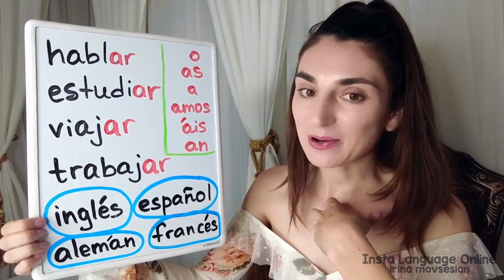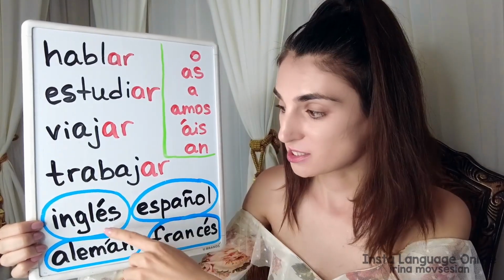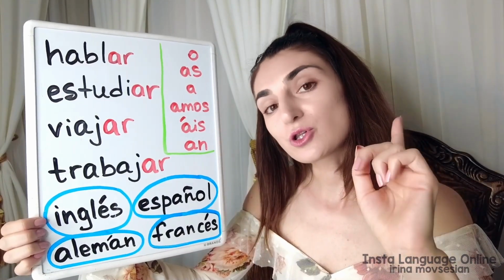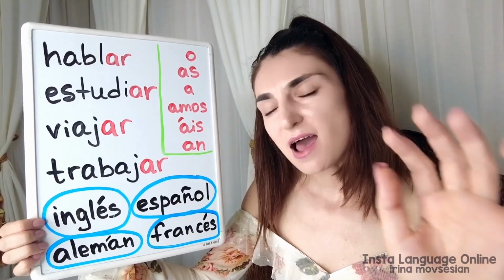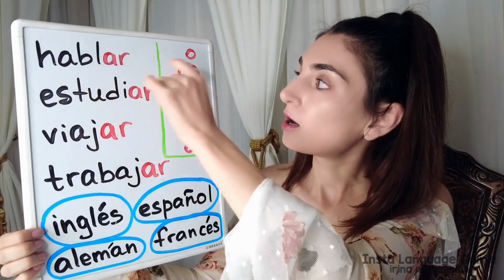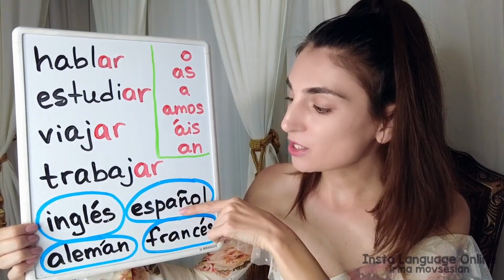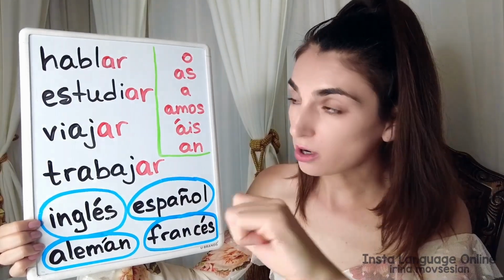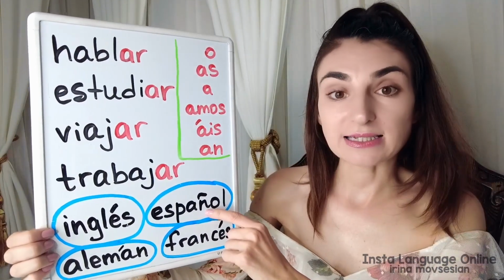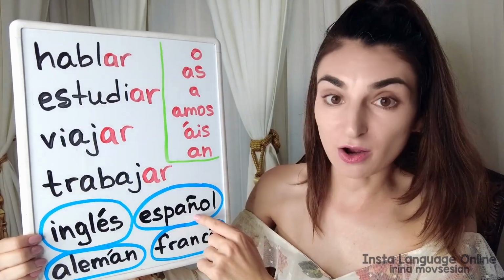Okay? Hablo inglés. Let's say I want to say I don't speak English. No hablo inglés. I just need to put no in the beginning. That's it. Done. No hablo inglés. Let's say I don't speak Spanish. No hablo español. А если ты хочешь сказать I speak Spanish, hablo español.